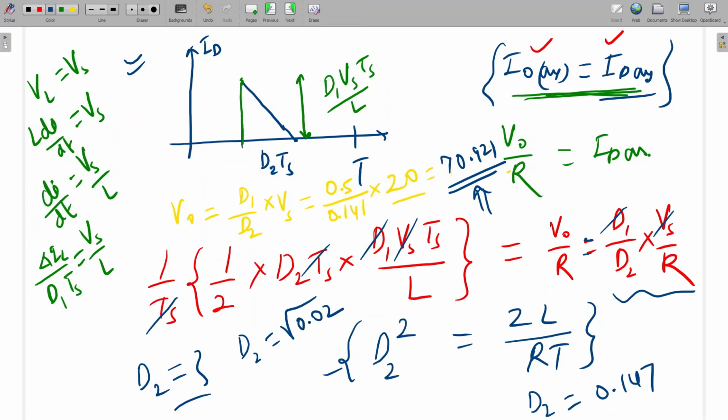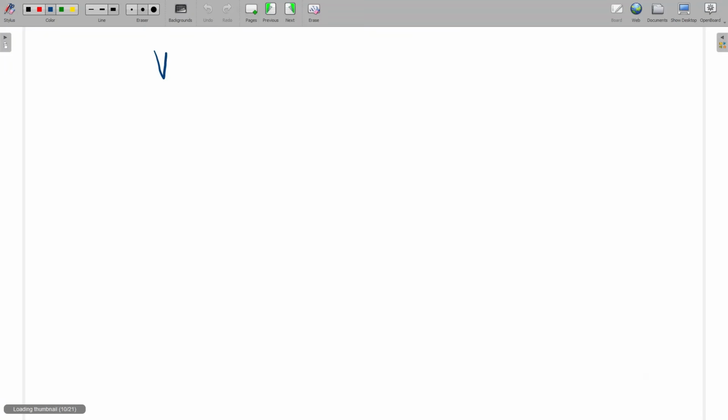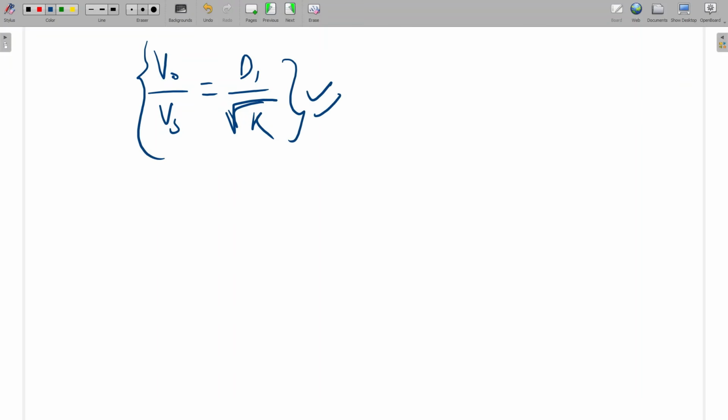Is memorizing this formula enough, sir? D2 square equal to 2L capital, directly one formula we can memorize here. So V naught is equal to D1 by under root K for this converter only. Here, this is D1 by D2 into Vs. So for this one we can write V naught by Vs is equal to D1 by under root K. You can memorize this formula also.